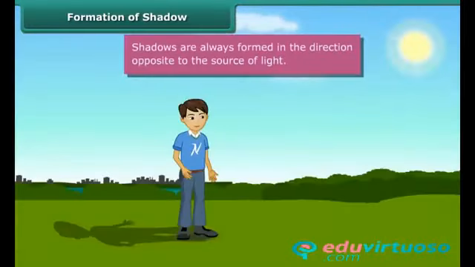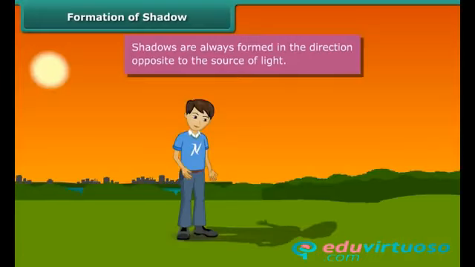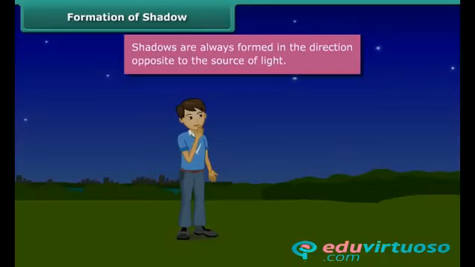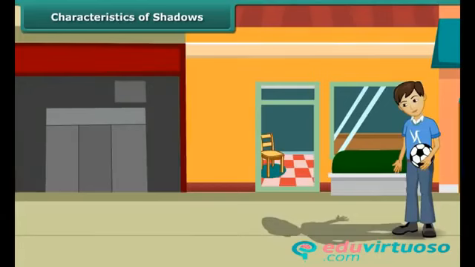Shadows are always formed in the direction opposite to the source of light. In the morning, since you were facing the sun, the shadow was behind you. In the evening, the sun was behind you, causing the shadow to be formed in front of you. When the sun sets, there was no light. Hence, there were no shadows. You just learned some interesting facts about shadows.